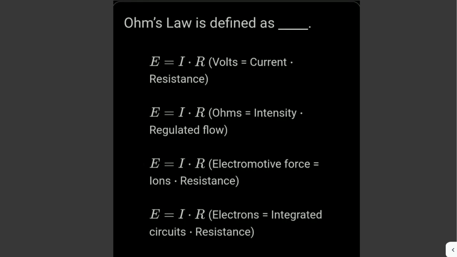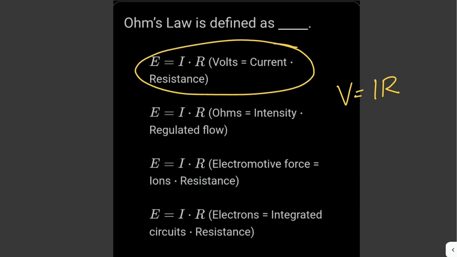Ohm's law is defined as blank. Now Ohm's law states that voltage is equal to current in amps multiplied by the resistance in ohms. So the answer is this one. Volts equals current times resistance.